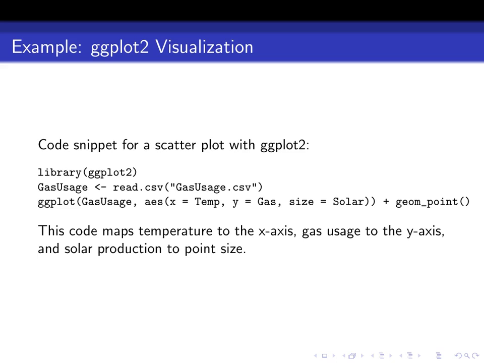The next slide shows an example of creating a scatterplot in ggplot2. The code maps temperature to the x-axis, gas usage to the y-axis, and solar production to the size of the points, resulting in a clean, structured visualization.